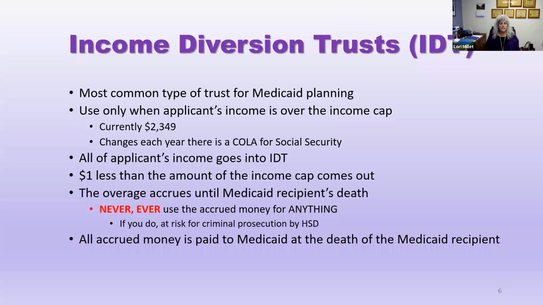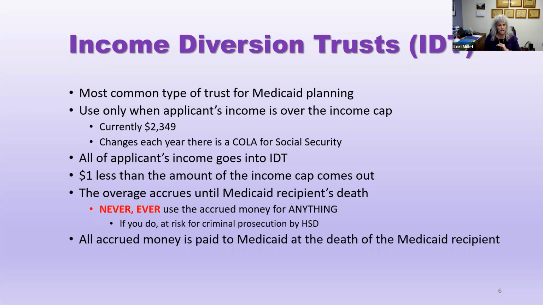Income diversion trusts. These are the most common types of trusts for Medicaid planning. You use these when the applicant's income is over the income cap. As I mentioned earlier, the amount of the income cap changes every year if there is a COLA adjustment. So the way they work is all of the applicant's income goes into this income diversion trust pot, and then $1 less than the income cap comes out, and that is what is used to calculate the personal needs allowance, the trustee fee, and the patient pay liability, which I'm going to get into in detail in a few minutes.